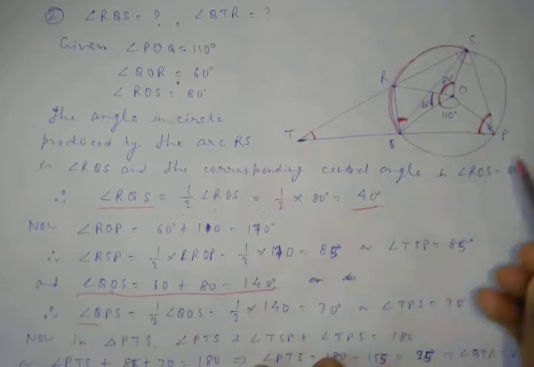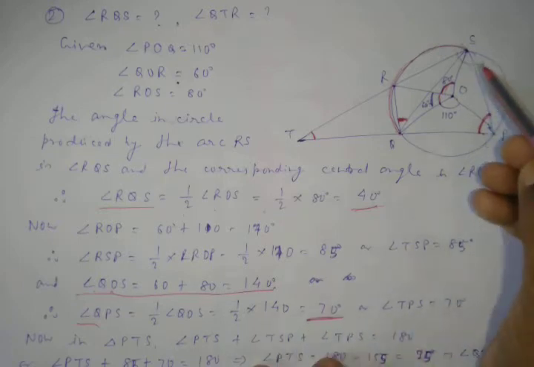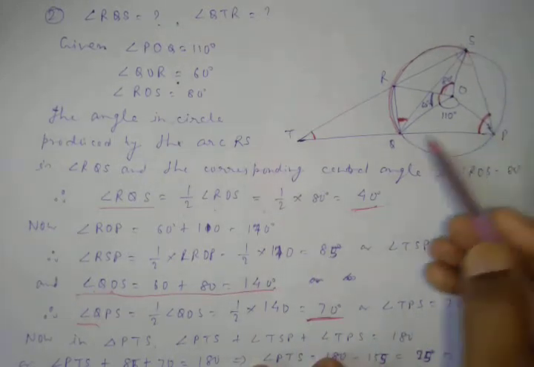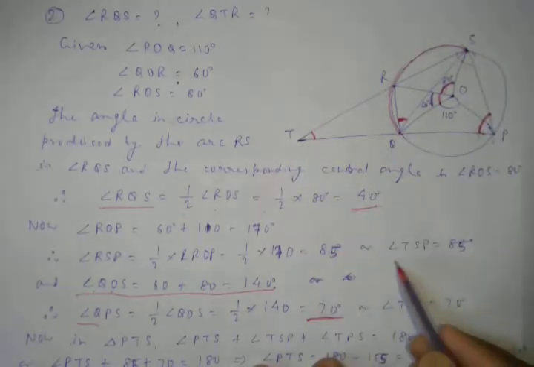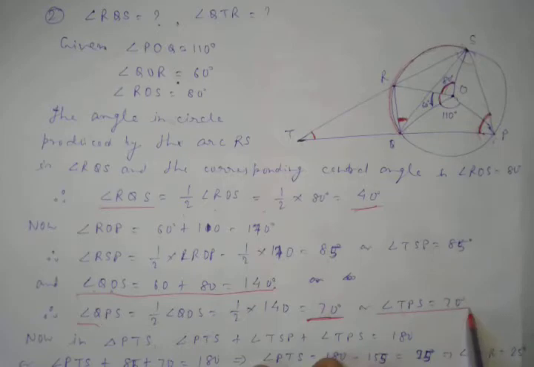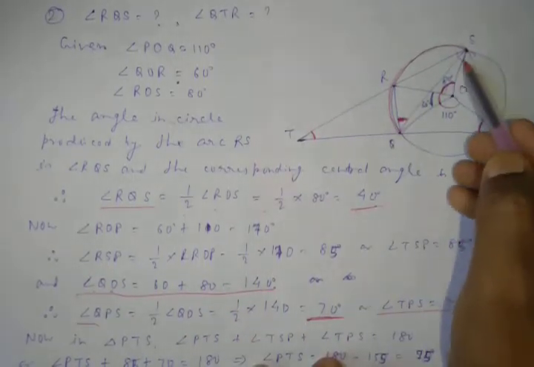So angle QPS, that is this angle, will be equal to 70 degrees. If QPS is 70, we can also write TPS, because QPS or TPS is the same. So here TPS equals 70 degrees, and similarly here RSP. Now see here the RSP, this angle.